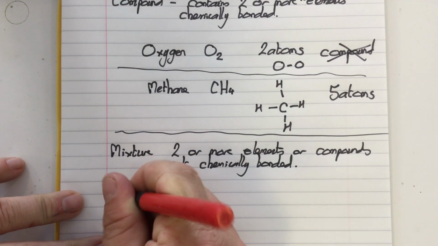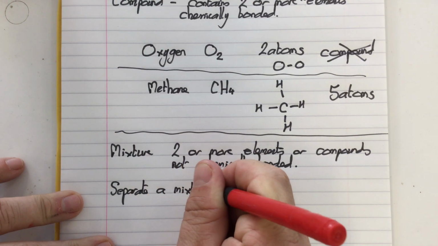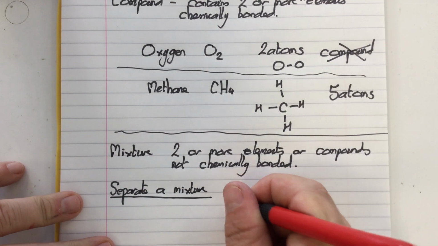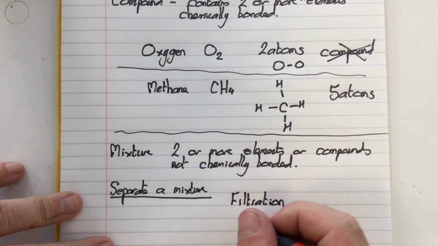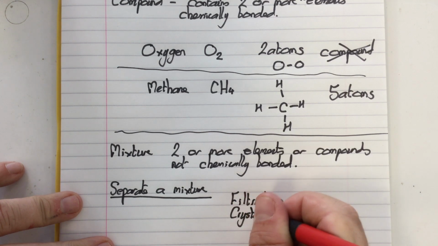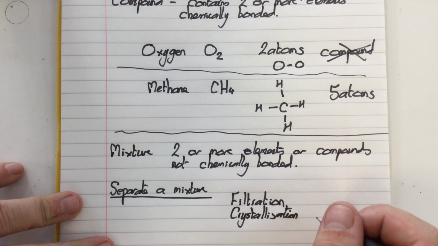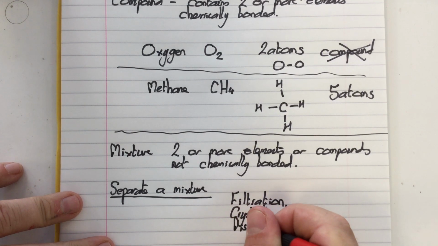Now you need to know how to separate a mixture. So can either of you tell me how we can separate a mixture? So you could use filtration. What else could you use? Crystallization. Very good. So you could use crystallization. Anything else? Evaporation, yeah, you could have, but it's not on my list, so you can't have it. You could have distillation.